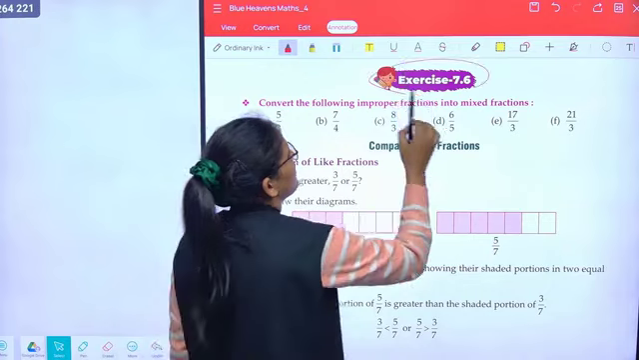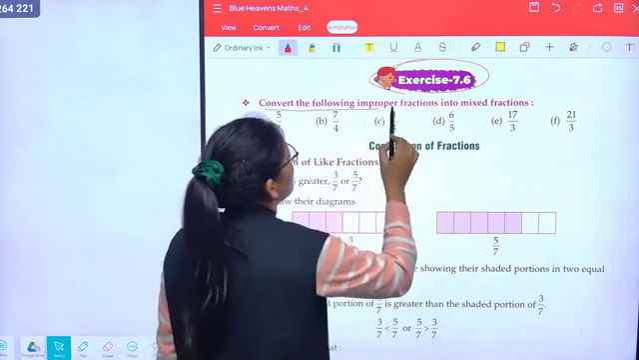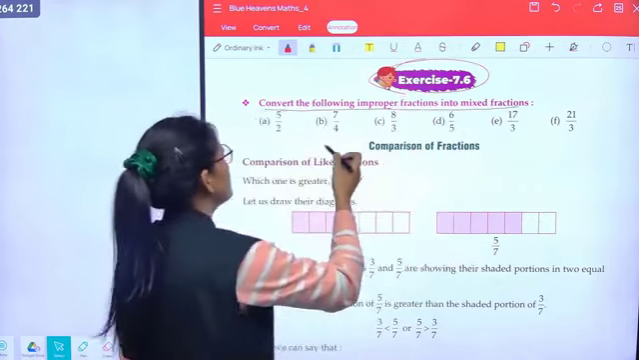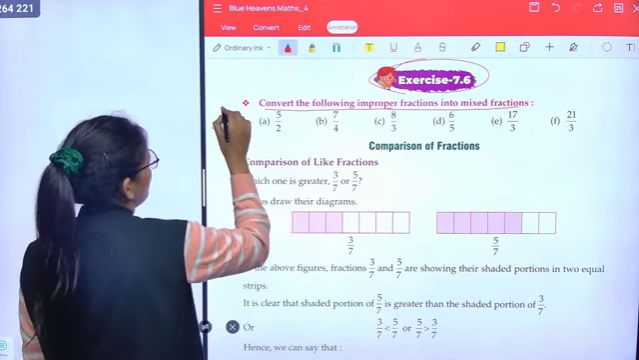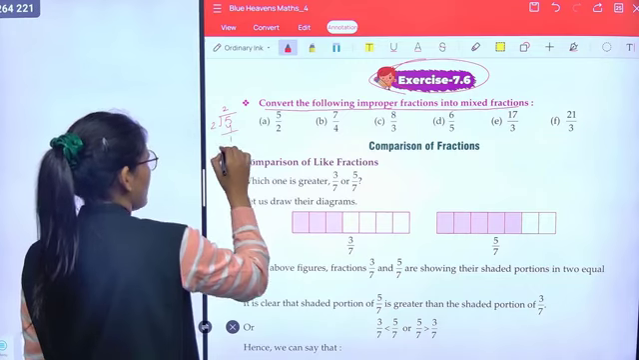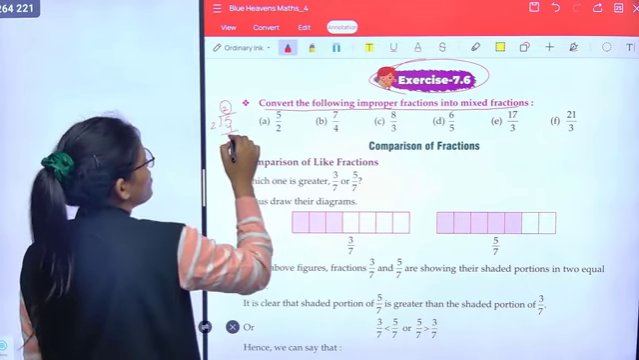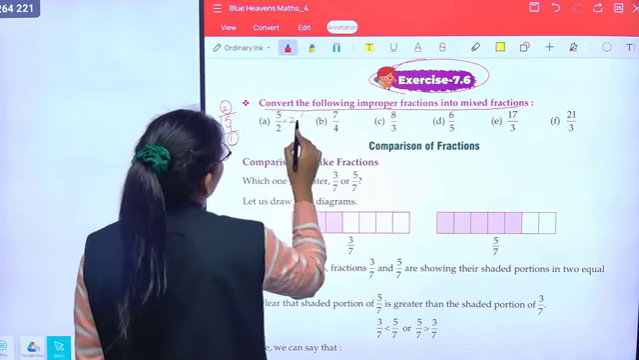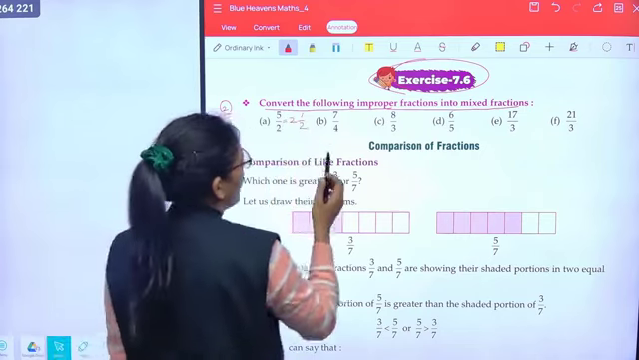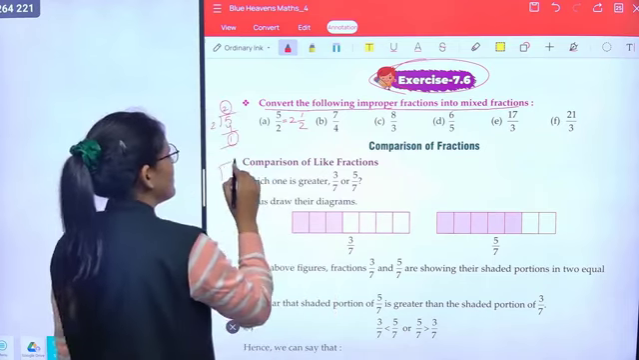Now exercise 7.6. Convert the following improper fractions into mixed fractions. Okay, 5 we will divide by 2. 2 2s are 4. Now we have quotient 2 and remainder 1, meaning 2 and 1 upon 2. Understand? Again we have to divide.